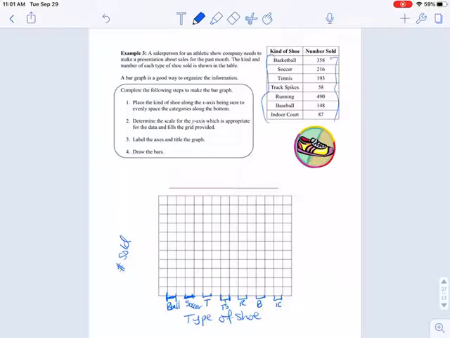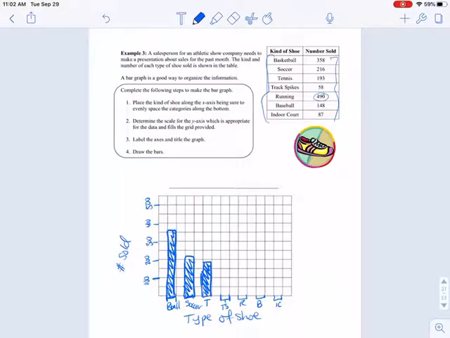So we need to figure out the most. So the most here is 490. So let's think about our graph. Maybe that's 100, 200, 300, 400, and 500. So let's graph this. So basketball's 358. So we're going to go up to 350, just over 350. And then you can shade it in. Soccer's 216, so just over 200. Somewhere there. Tennis is 193. So just under 200.